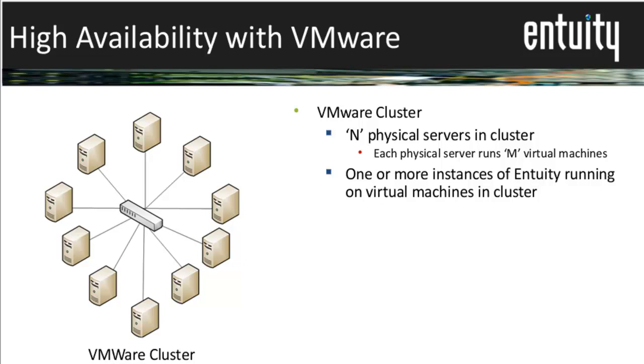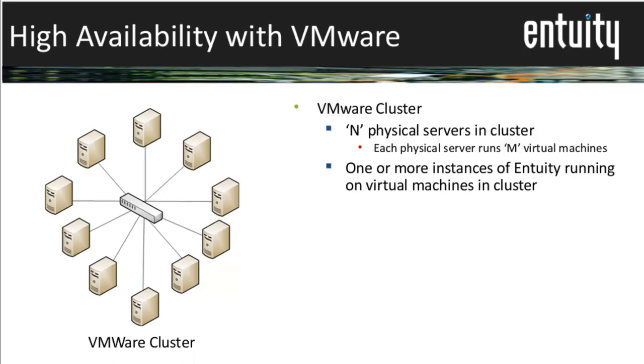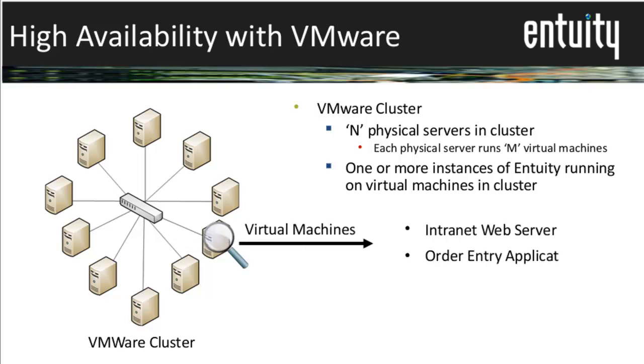The next slides will focus on high availability. The one technology that we're going to talk about today is specific to VMware, which is called vMotion. In the case of most of our customers' deployments, what you're going to see is they're deployed in a cluster where there are N servers, physical servers in the cluster, and each physical server will run M, or a certain number of virtual machines.